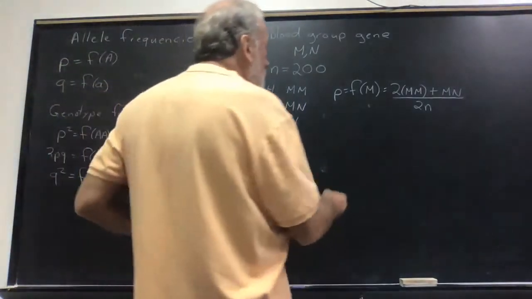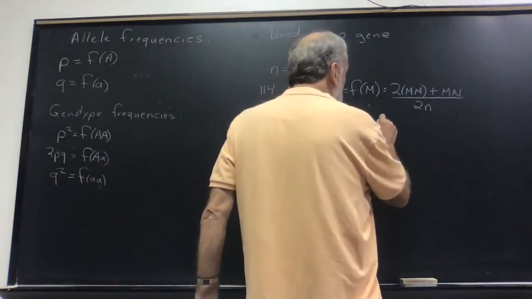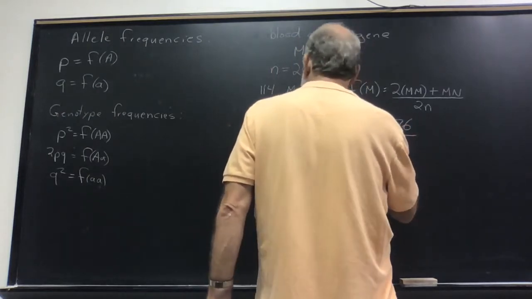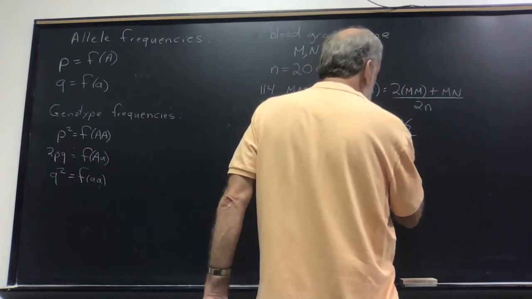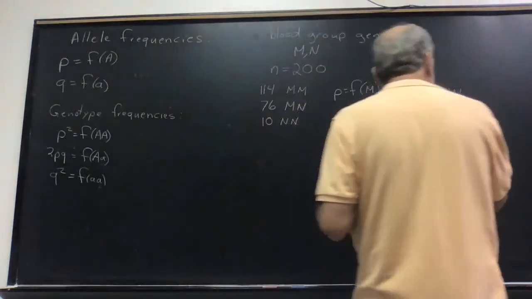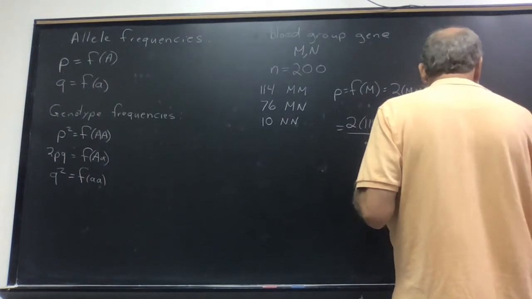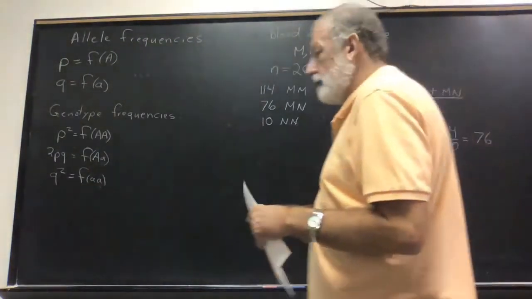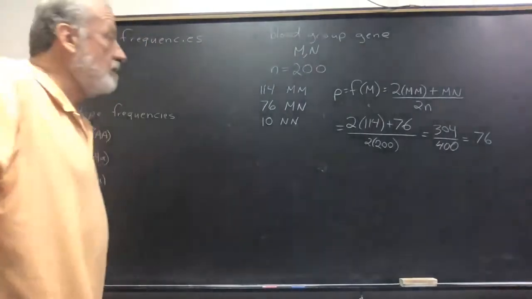So plugging numbers in then, 2 times 114 plus 76 over 2 times 200 yields 304 over 400, which is 0.76. So the frequency of our M allele is 0.76.